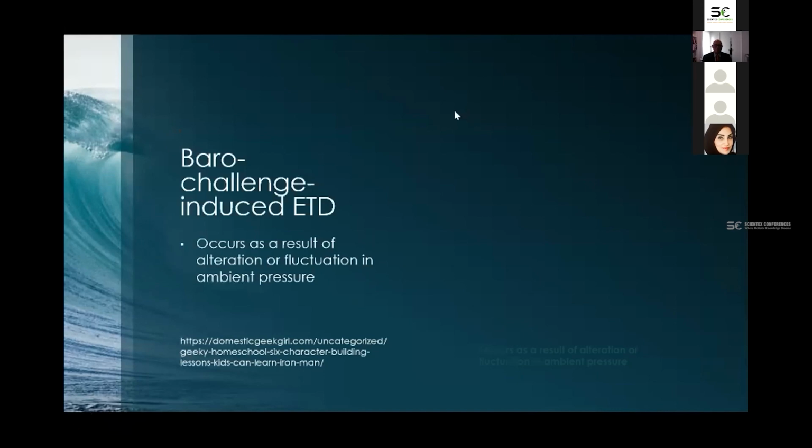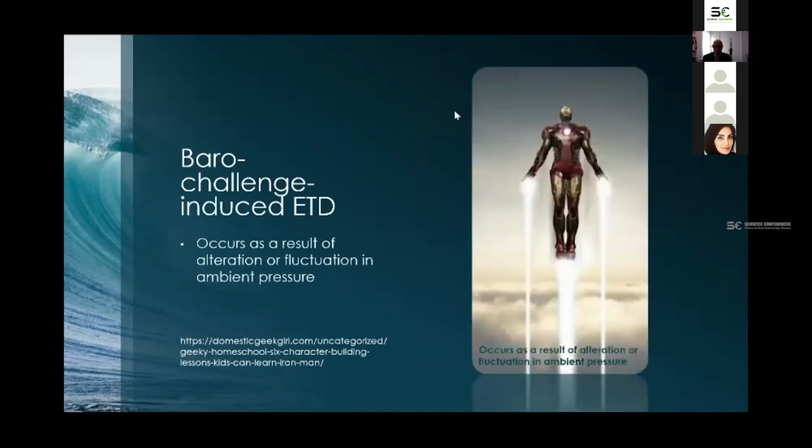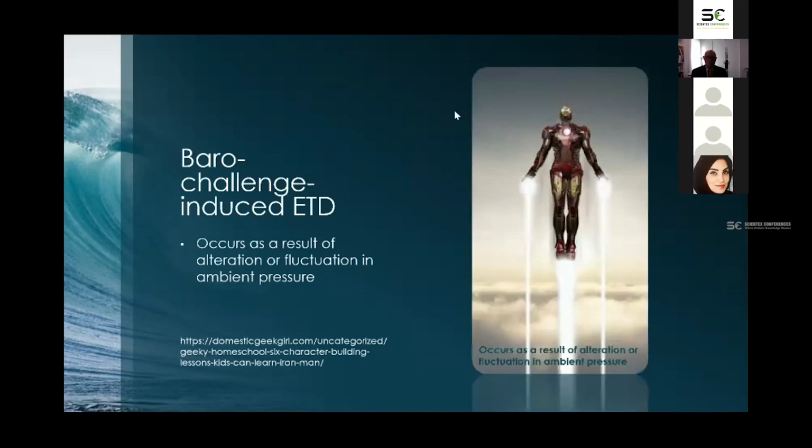According to Politzer, vertigo associated with ETD is caused in most and perhaps all instances by unilateral Eustachian tube obstruction or by more complete obstruction on one side. In the consensus statement, barotrauma challenge-induced ETD was mentioned as a result of alteration or fluctuation in ambient pressure. Barotrauma challenge-induced ETD can cause alternobaric vertigo when the fluctuation in pressure causes asymmetric middle ear pressures at ambient pressure.